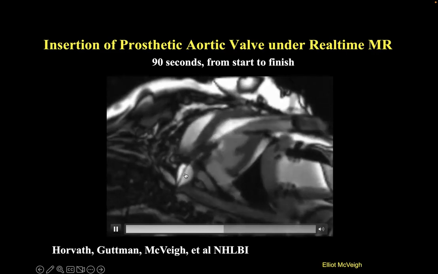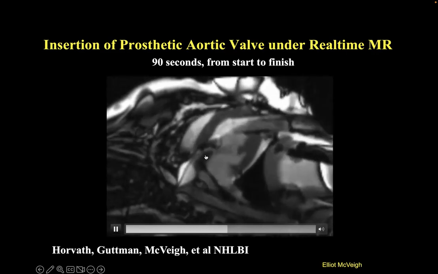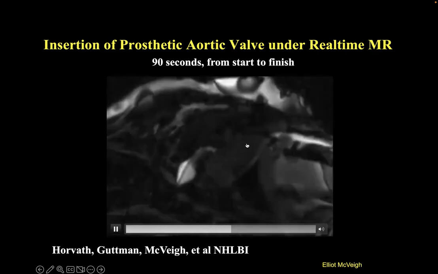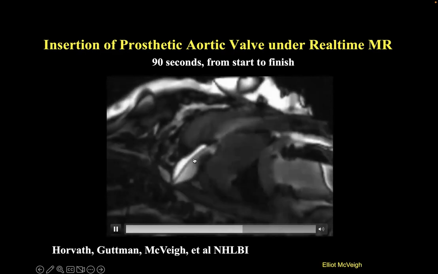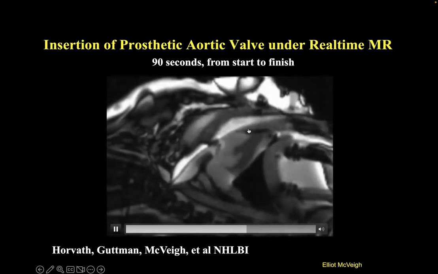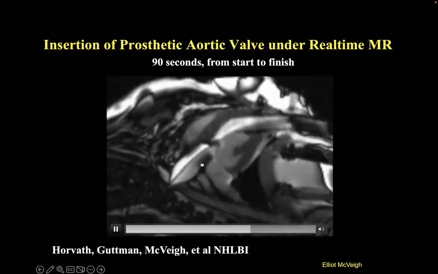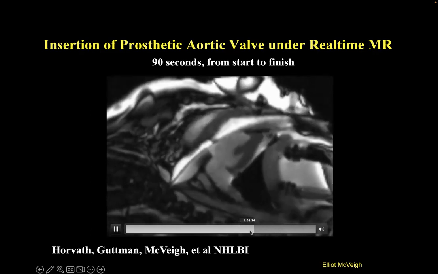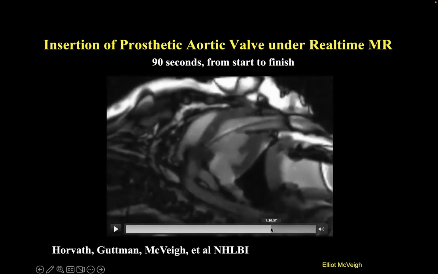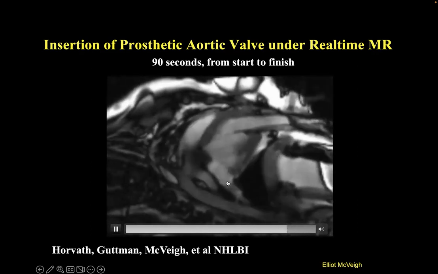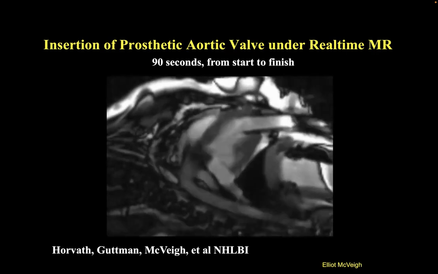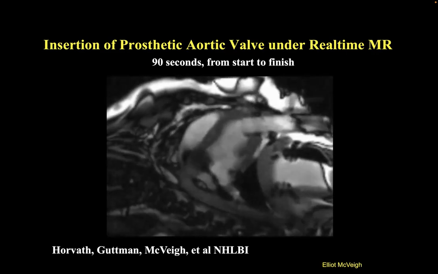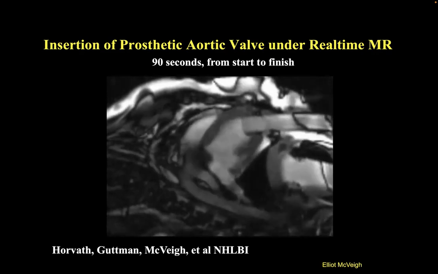So here the balloon's getting inflated, and here the valve's expanding. The heart stops actually ejecting blood. Here we turn on a saturation pulse to get rid of the baseline signal and just see the signal from the balloon, then bring it back to see the signal from the heart. Here's the valve, and then you pull all that gear back and you're left with a valve there. So this was sort of MR-guided TAVR before people were doing TAVR.